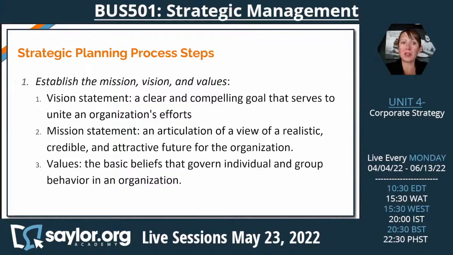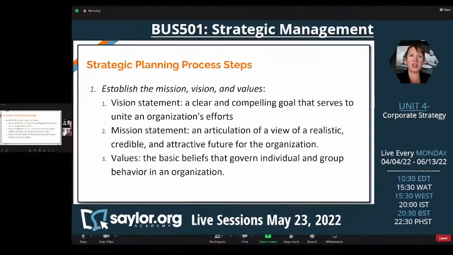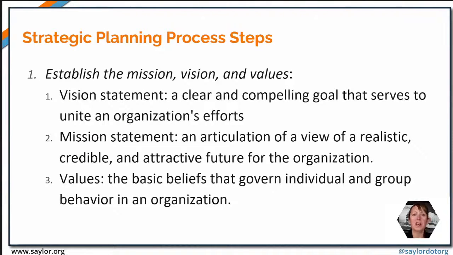So the first step, as you already know, is to establish the mission, vision, and values of the organization. Every strategy and everything that you do in your company should support the mission, the vision, and the values of the organization. So this is why it's a really important first step. A lot of times these are used interchangeably, mission, vision, and values, but they're really quite different. So I want us to talk for a couple minutes about the differences between them.